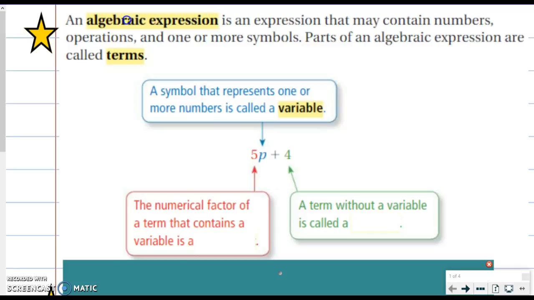The numerical factor of a term that contains a variable is called a coefficient. So this 5 is the coefficient because it's being multiplied by a variable. A term without a variable is called a constant. So 4 doesn't have a variable being multiplied to it, so it is called a constant. Again, go ahead and pause this video if you do not have these notes in your notebook yet.